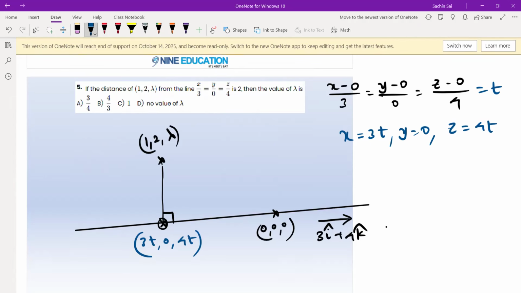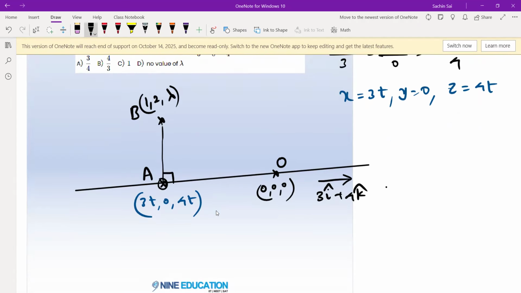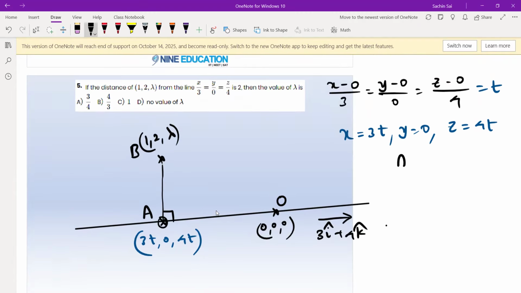So let us take stock of all the points that were mentioned in this diagram. You have the origin, which is O. You have a variable point on the line, which is A, and you have the point B, right? Now, two conditions are given. What are they? The first condition is AB is 2, right? So the distance between these 2 points is 2.